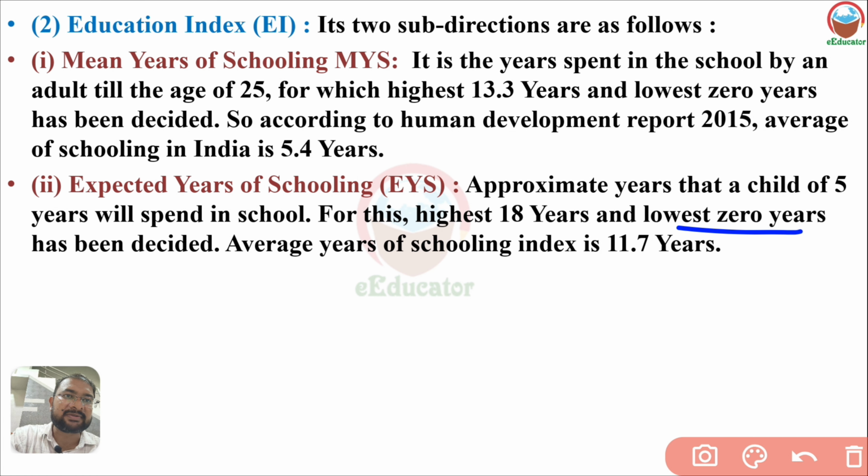The average expected years of schooling index is 11.7 years. So 11.7 is the expected years of schooling, and another is taken as the average, sorry, mean years of schooling here.